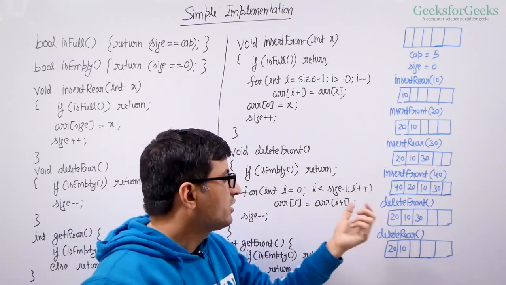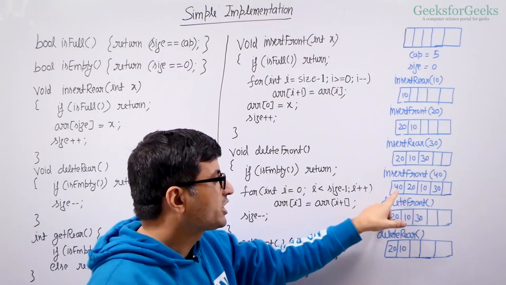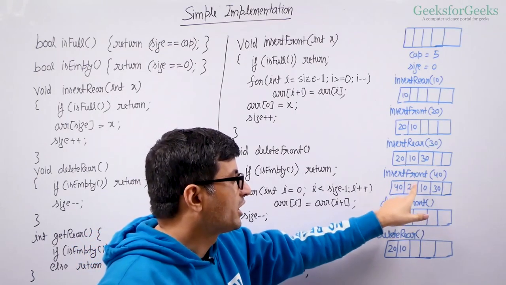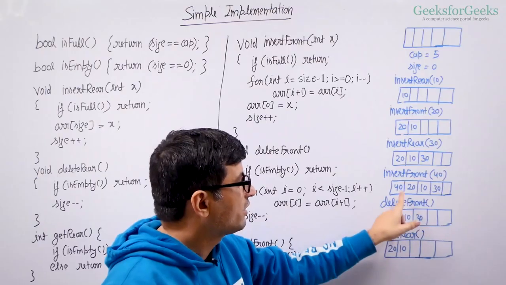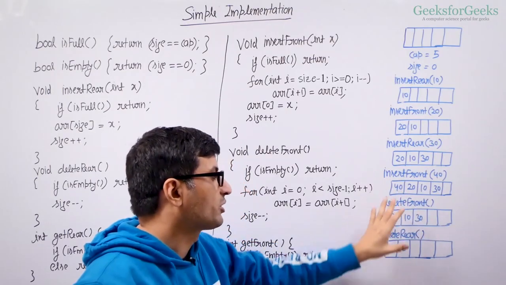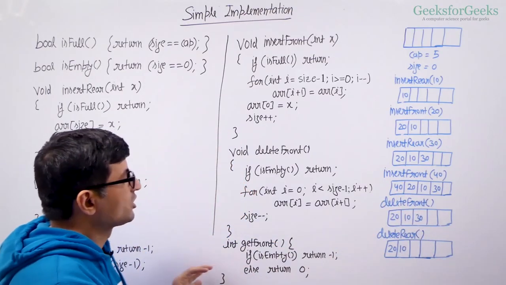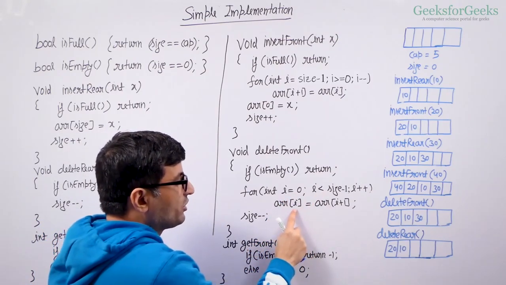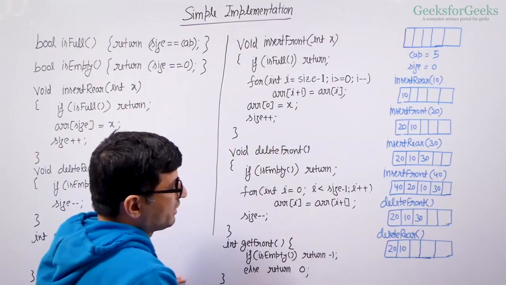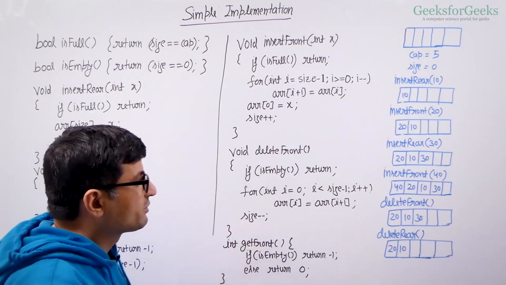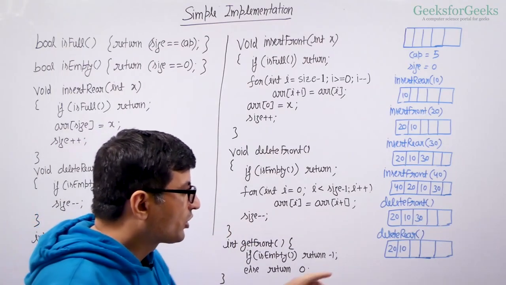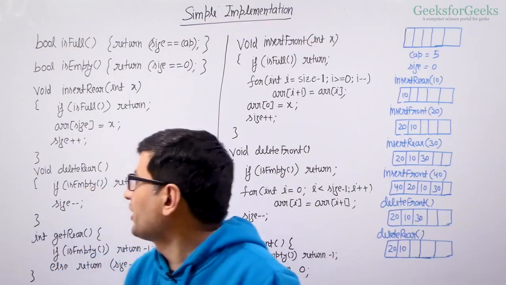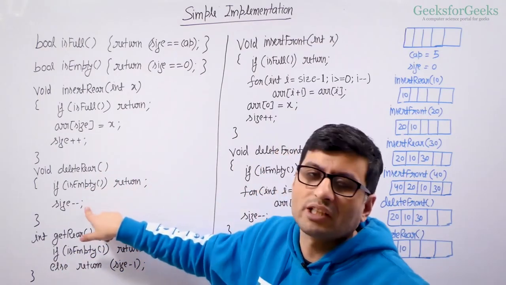Now delete front. Delete front needs to move these items one position before, and this 40 can be overwritten because we want to delete the front item. So what are we doing? We are running for I equal to 0, I smaller than size, and we are doing array I equal to array I plus 1. And then we are doing size minus minus. Now delete rear is simple. In delete rear function, we are simply doing size minus minus.